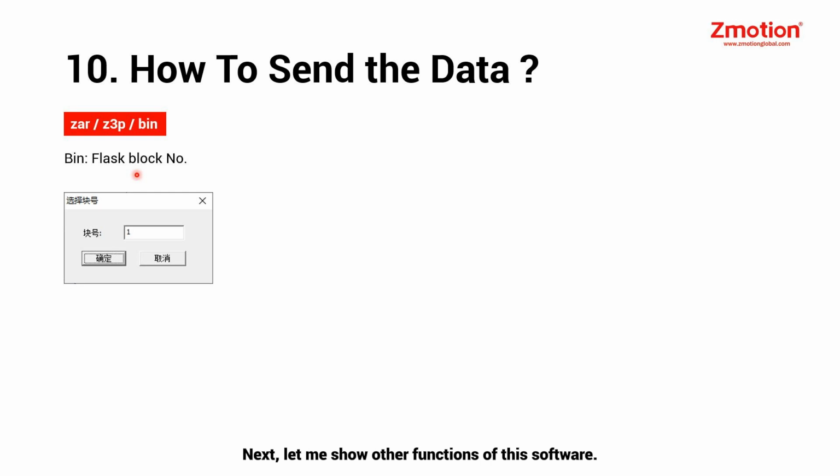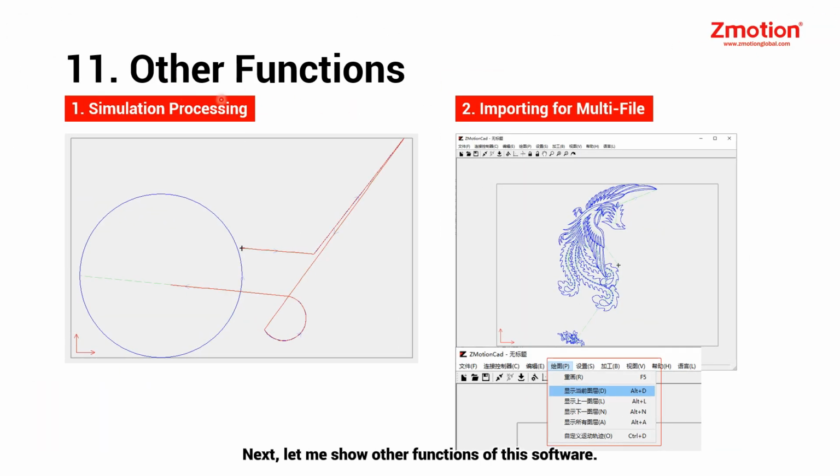Next, let me show other functions of this software. Simulation processing. Use visible speed to simulate the generation process. Red means it has processed. But during the simulation, the graphic is locked, which means we can't import or export images and can't change window position and size. If you want to exit, click Esc.